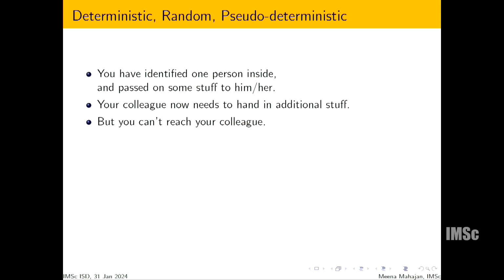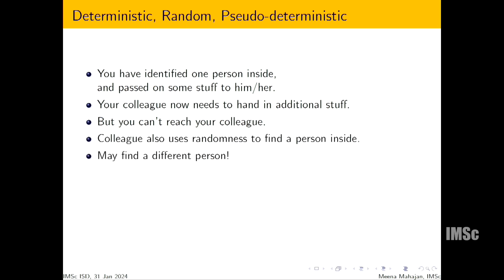Now, the story continues. You have identified one person, you have passed on the material to him, you go away, now your colleague has to give something, finds some addendum to be given, and would like to pass it on to this meeting inside. So your colleague wants to know whom should I call to give this material to, but you can't reach your colleague. A typical signal problem, you can't get through. So what can your colleague do at this point? Your colleague can again use randomness, make 10 calls and find somebody inside. But the person your colleague finds may not be the person you find. And when we're talking about this committee which has 500,000 people inside, to give these two pieces of information to two different people is essentially useless. You want to get the same person. Now what can you do?